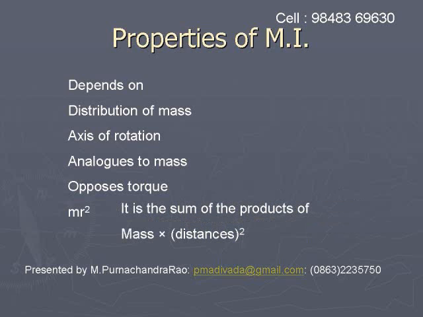Mass is linear inertia. Moment of inertia is rotational inertia. It is the sum of mr square terms, that is, the mass of a particle multiplied by the square of the distance from the axis of rotation. The sum of such terms gives the moment of inertia.